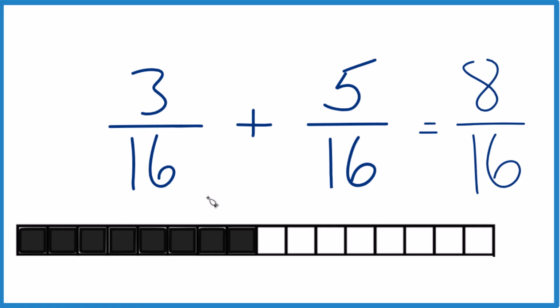So in answer to our question, 3/16 plus 5/16 would give you 8/16, but you can see 8/16, that's just 1/2. That's it.